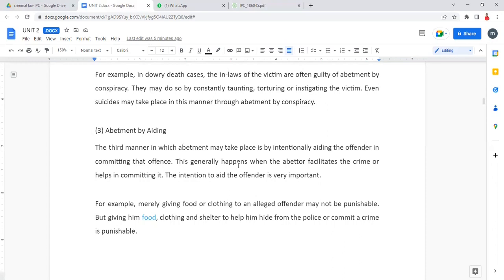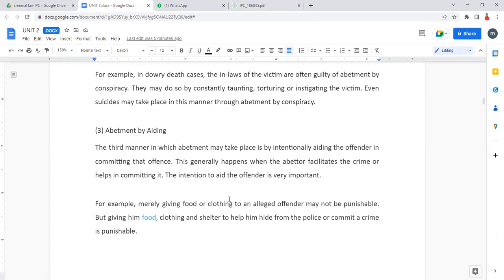So, the third manner in which abetment may take place is by intentionally aiding the offender in committing that offense. This happens when the abettor facilitates the crime and helps in committing it. The intention to aid the offender is very important. It should not happen by coincidence, but the person should knowingly help another person in committing a crime.